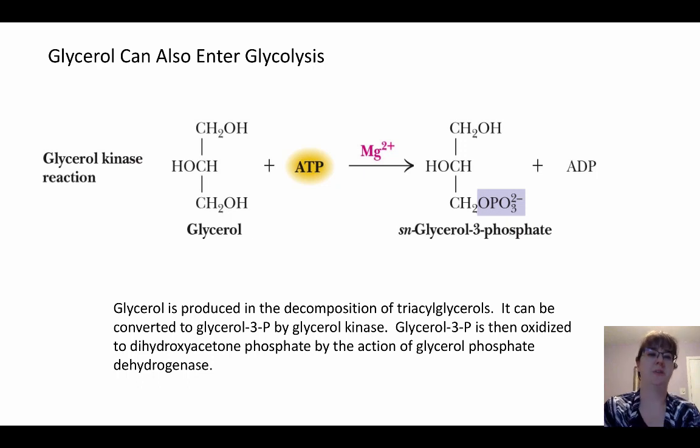Glycerol can also enter glycolysis. Glycerol is just that small 3-carbon carbohydrate, but when phosphorylated, it goes to glycerol 3-phosphate, which then can be oxidized to dihydroxyacetone phosphate. And again, it enters right at that end of phase 1 of glycolysis. So glycerol is another option. Since this is produced from the decomposition of triacylglycerols, in the decomposition of particular fats, it's also nice that this can enter the glycolytic pathway.